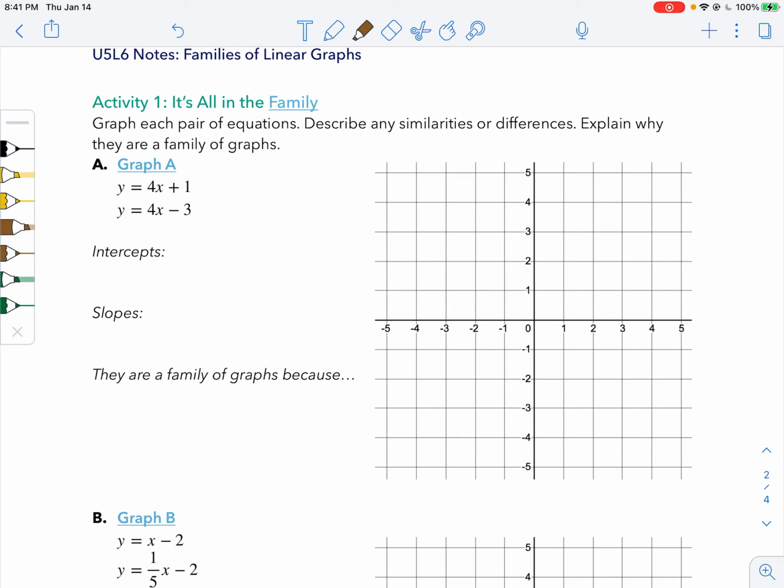Okay, so let's look at some graphs. I'm going to graph them for you. Let's start with 4x plus 1. This tells us that our y-intercept is 1, so I'm going to put that at 1, and that our slope is 4. So we go up 4 over 1 to make our second point, and there we have our first graph.